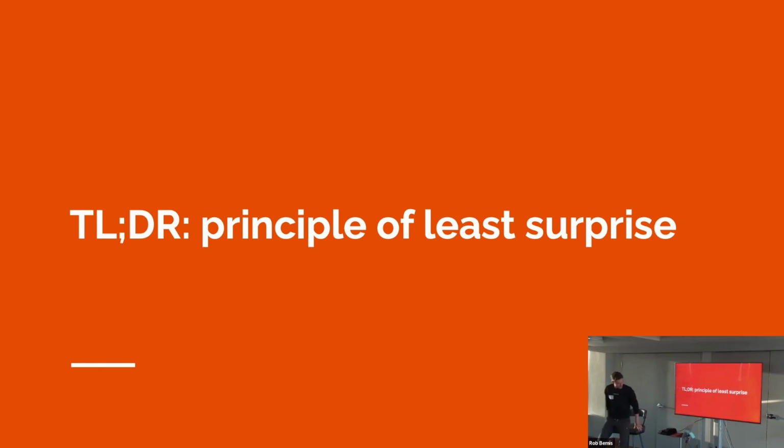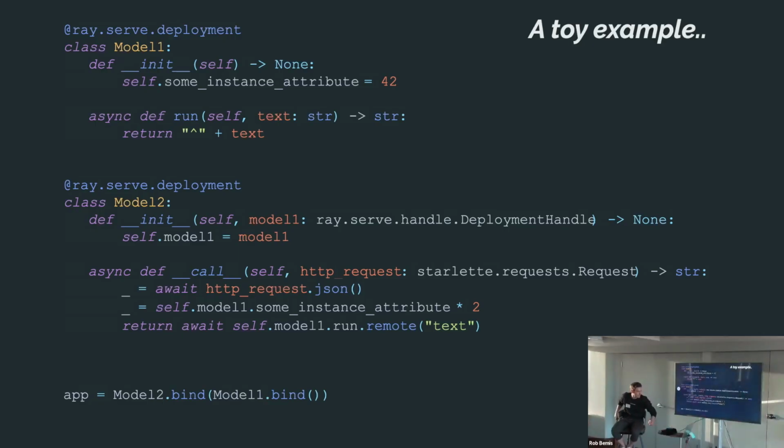So, I think talking about orchestration, talking about debugging, the third component really, and one that is very closely related to the first two, is the principle of least surprise. What do I mean by principle of least surprise? What I mean is, consider this toy example. Here we have some Ray Serve thing. There's two models, Model 1 and Model 2, and 2 is the magic number, right?